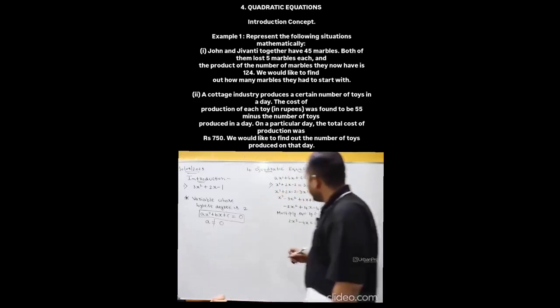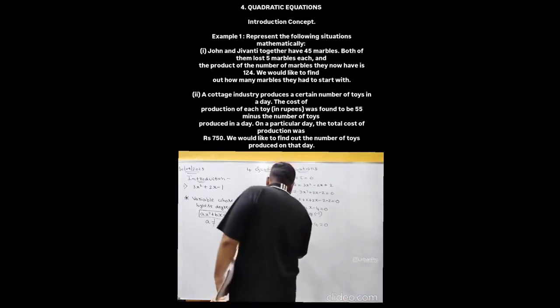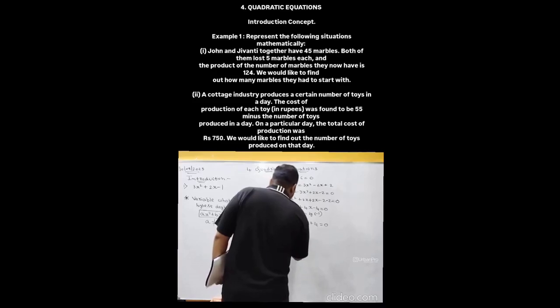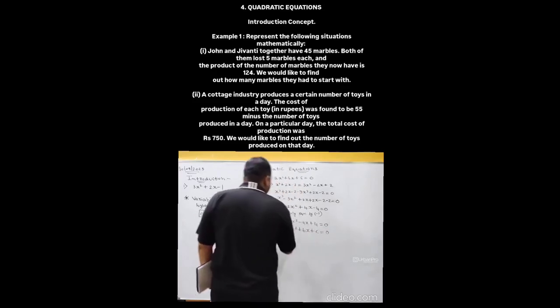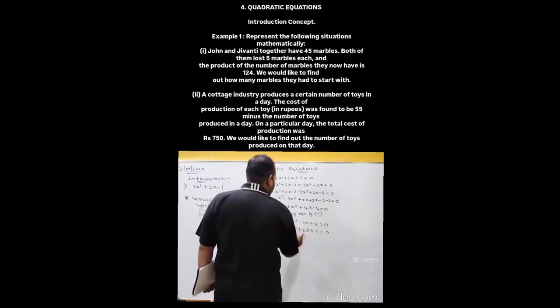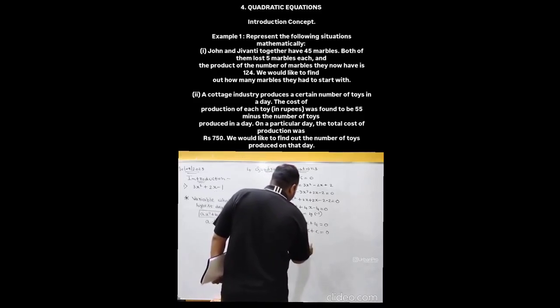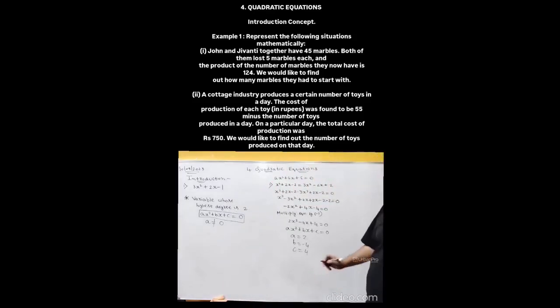Now see here, this is in the form of the general form. Compare this with ax square plus bx plus c is equal to 0. What is the a value? a is 2. What is the b value? b is minus 4. What is the c value? c is 4. Got it? Like this you need to write the coefficients. Understood? Any doubts in this?